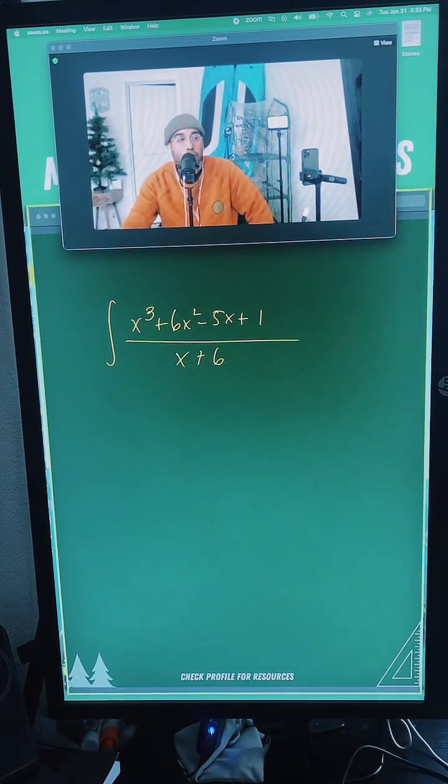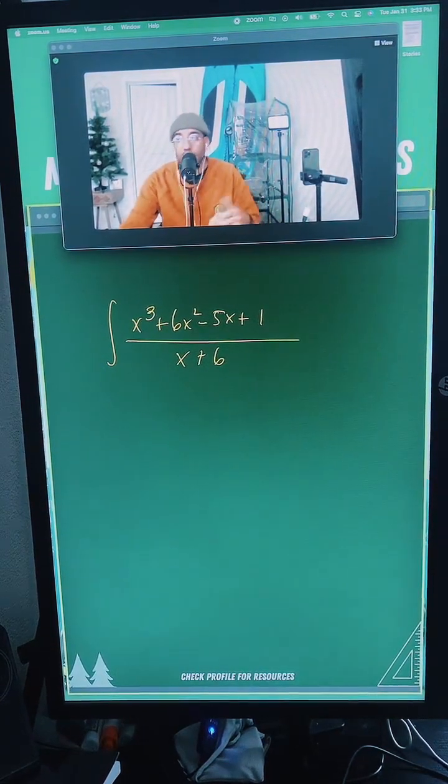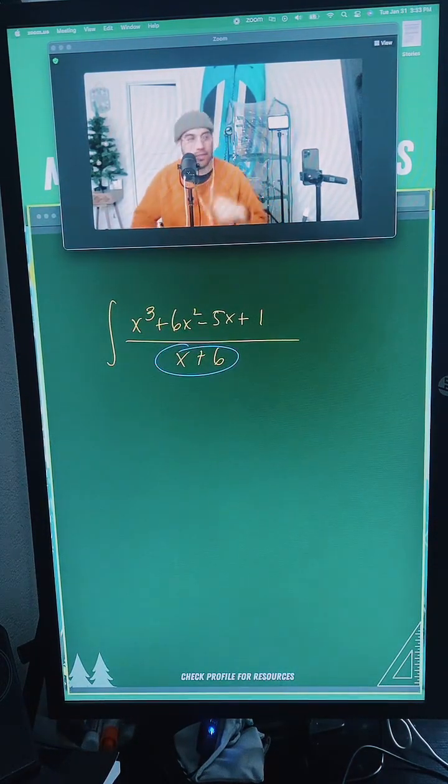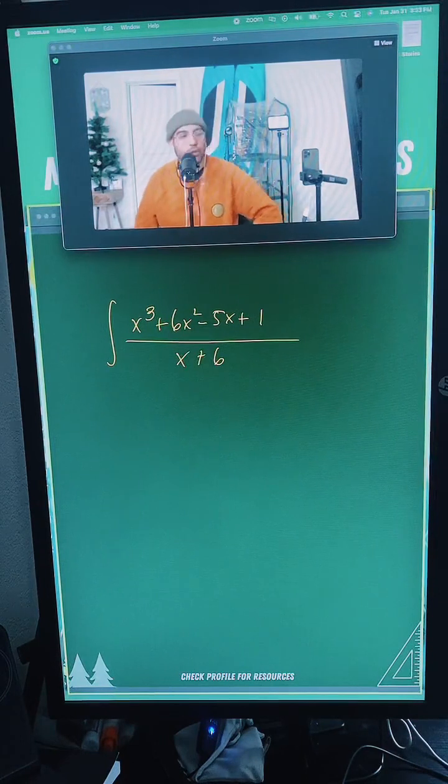Synthetic division is long division. It's just a special case of it, and the reason is that we have that x plus 6, a simple linear binomial. So we're going to go ahead and use some long division. As you can see, the degree of the top is more than the bottom, so we can easily divide that.